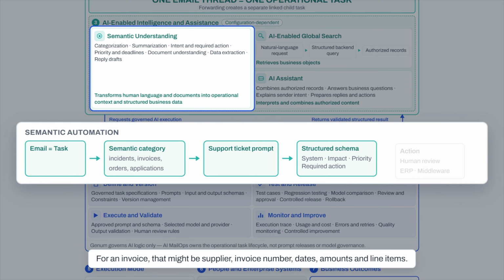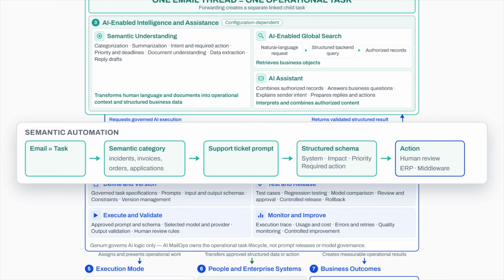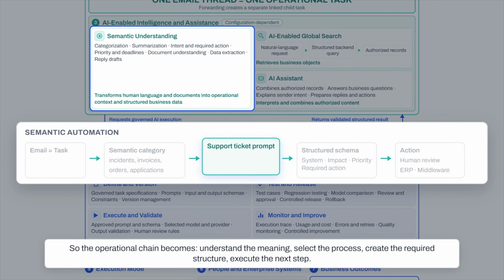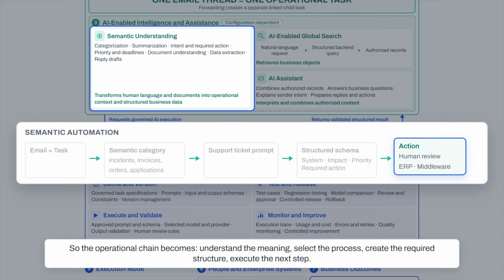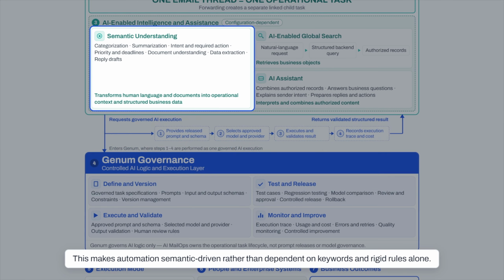For an invoice, that might be supplier, invoice number, dates, amounts, and line items. For an incident, it might be affected system, business impact, priority, and required action. That result can then drive human review, routing, business rules, or middleware automation into an enterprise system. So the operational chain becomes: understand the meaning, select the process, create the required structure, execute the next step. This makes automation semantic-driven rather than dependent on keywords and rigid rules alone.